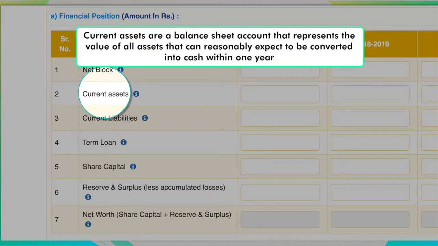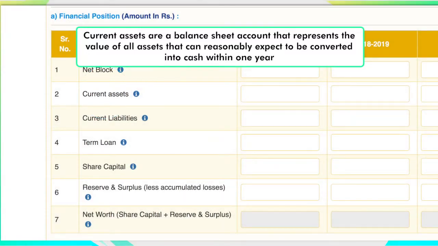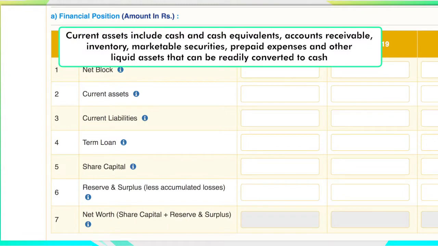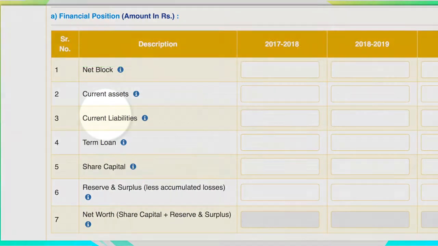Current assets are a balance sheet account that represents the value of all assets that can reasonably be expected to be converted into cash within 1 year. Current assets include cash and cash equivalents, accounts receivable, inventory, marketable securities, prepaid expenses, and other liquid assets that can be readily converted to cash.